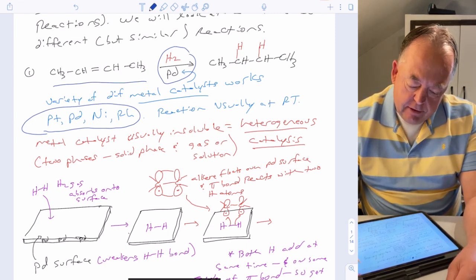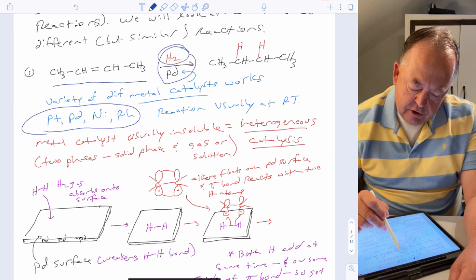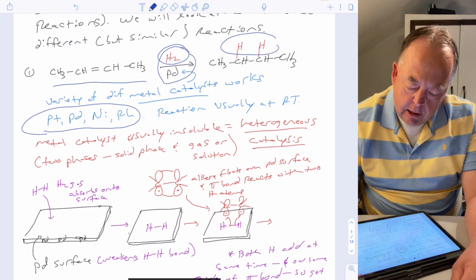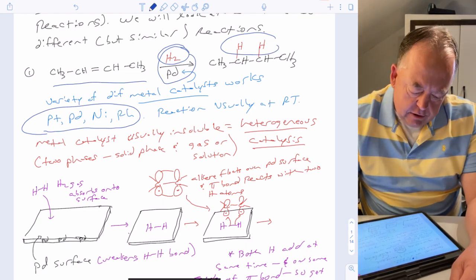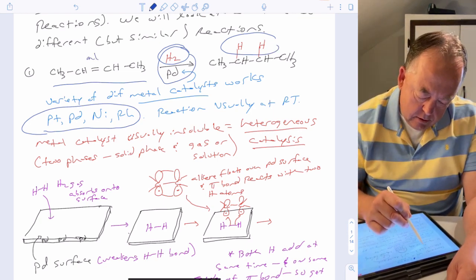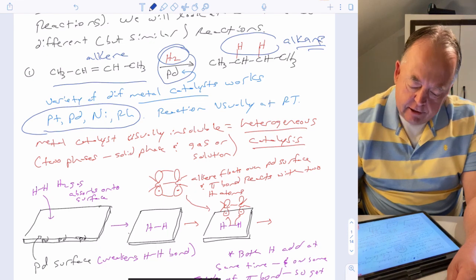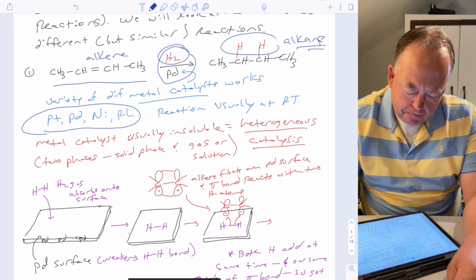So basically what happens in the reaction is, H2 just provides two hydrogen atoms, and you basically just add hydrogen and hydrogen across the double bond. So you take an alkene and you make an alkane out of it by adding hydrogen and hydrogen across the double bond.